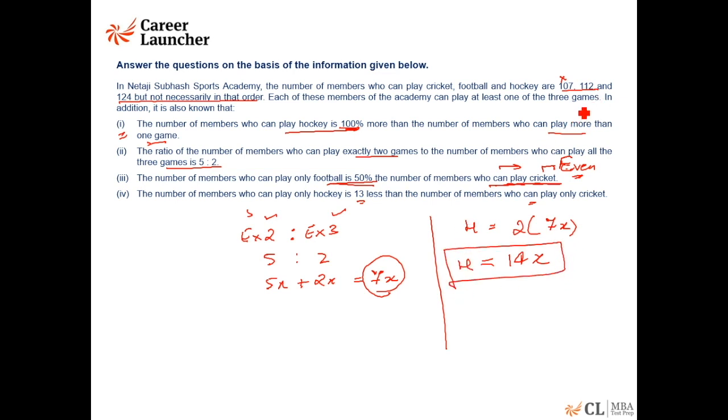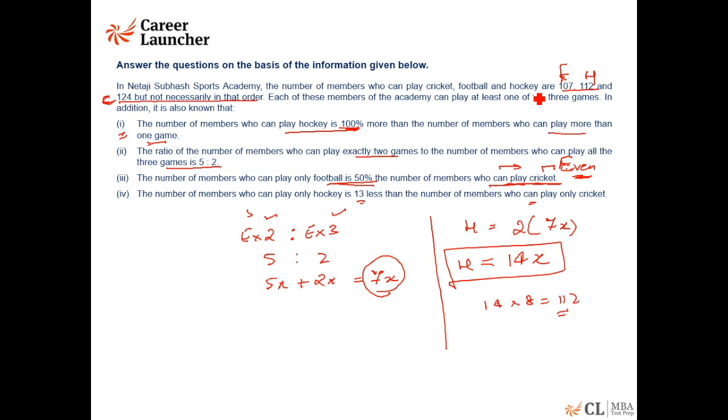Hockey again cannot be an odd number, has to be either 112 or 124. Which of these is a multiple of 14? 14 fives are 70, 14 sevens are 98, 14 eights are 112. 14 into 8 is 112. What does that tell you? That 112 is going to be hockey. Since cricket has to be an even number, cricket should be 124 and football is going to be 107.